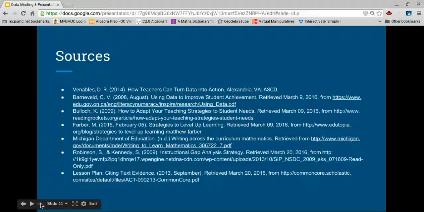Lastly, throughout Table 1 and Table 2, we used many credible resources besides Venables to make decisions on what strategies to help our learning and instructional gaps. Here are the resources that we used throughout overall.